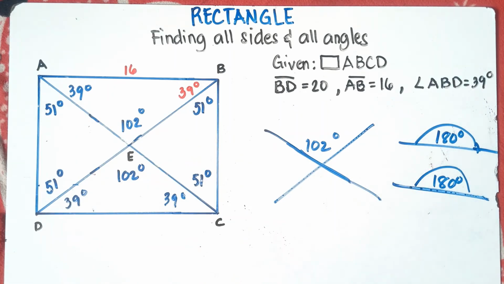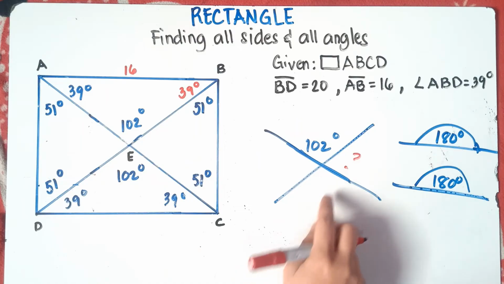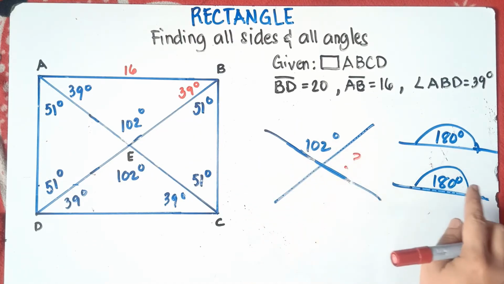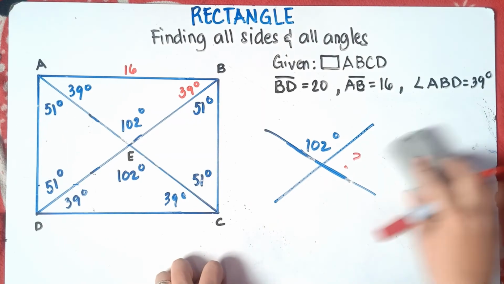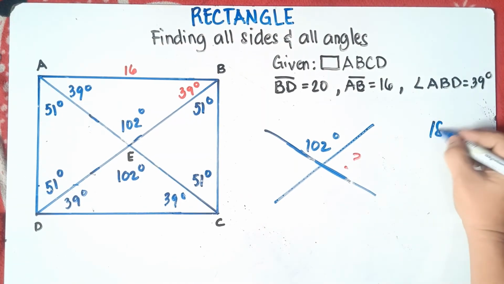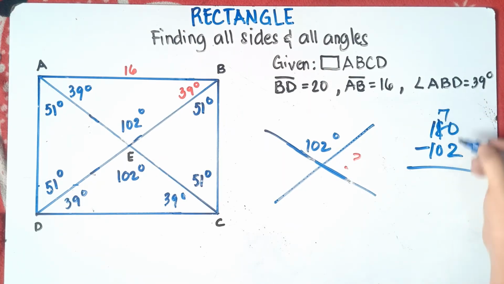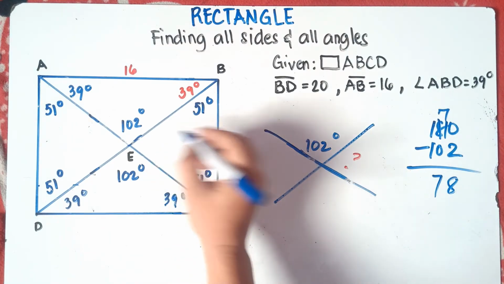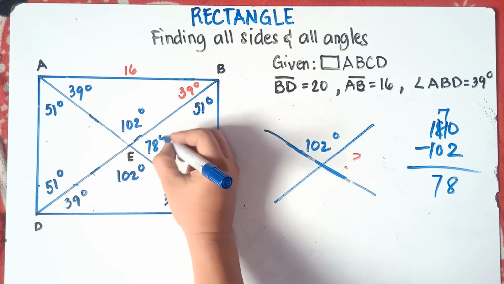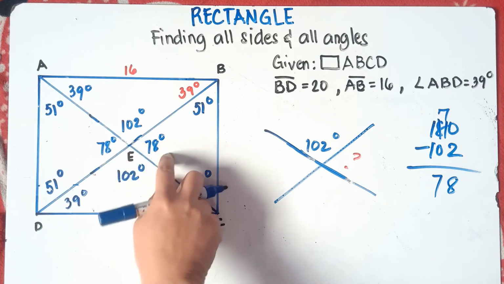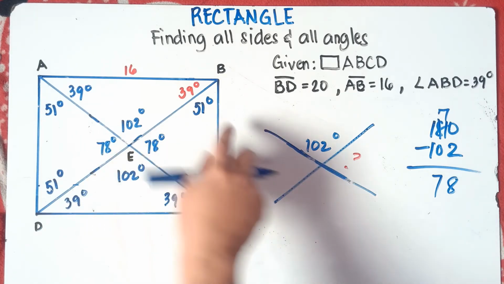Once again, if you want to find this angle, just subtract this 102 from 180 because a straight angle is 180 degrees. Okay, so this will be 180 minus 102. So this becomes 7, this becomes 10. 10 minus 2 is 8. 7 minus 0 is 7. 78. So therefore, this is 78 degrees. And this is also 78 degrees. Vertical angles are congruent. Alright, all set, class.